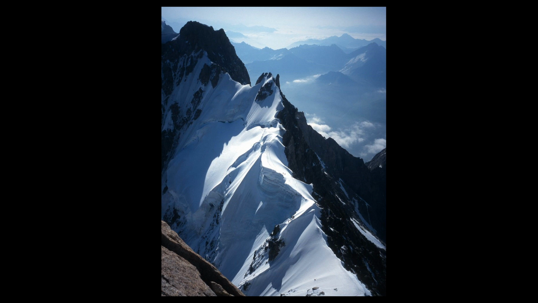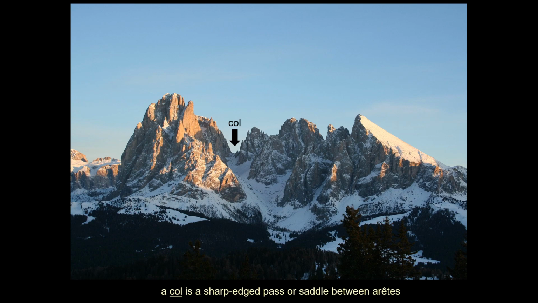There's also probably a glacier on the other side where we can't see it that's removing rock, and that process of rock being removed on either side of that produces the arête. A smaller arête is oftentimes given the name minaret. So if you ever hear that term minaret, it's kind of a small arête. And then a col is just a sharp edge pass or saddle between arêtes. So the col is the low point between two, and these are two minarets, two smaller arêtes.